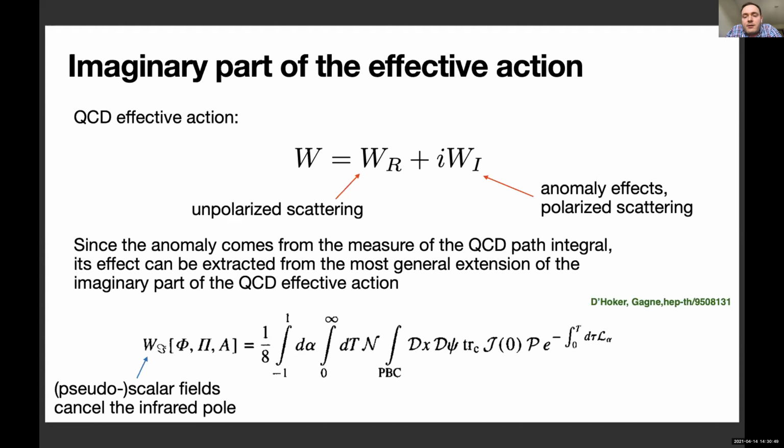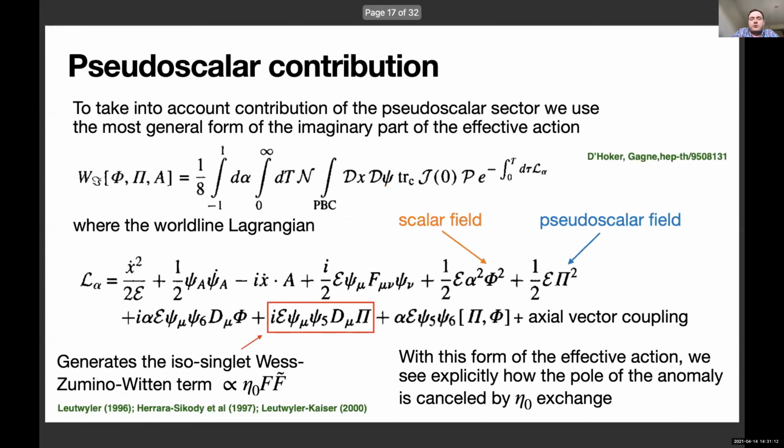And the imaginary part is really what defines the anomaly effects. So to see how the pole of the infrared anomaly is canceled, one really has to write down the most general form of the imaginary part of the effective action and see that calculation in that part. And so what we do is write down the most general form of the imaginary part of the effective action, W I.